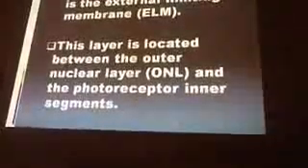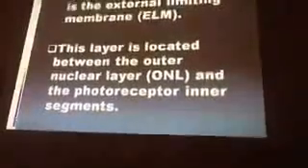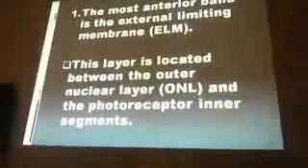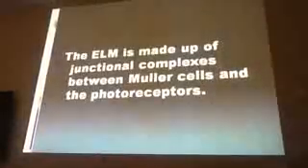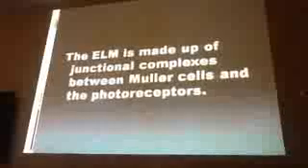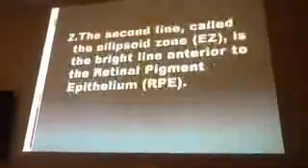Now, the most anterior band is the external limiting membrane, as you see. This layer is located between the outer nuclear layer and the photoreceptor inner segments. So this is the external limiting membrane, between the outer nuclear layer and the ellipsoid zone, where you have the junction of the inner and outer segments of the photoreceptors. The external limiting membrane is made up of junctional complexes between Müller cells and the photoreceptors.